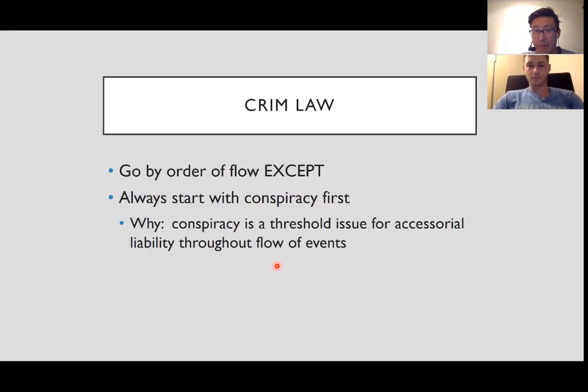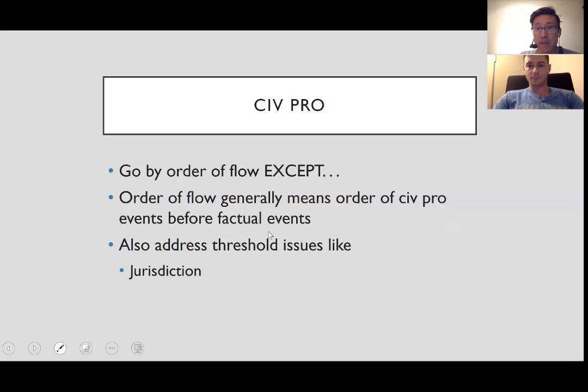All right. So that's CRIM. That's one of the basic things. Look for conspiracy. Civ Pro, you try to go by order of the flow, but there are different kinds of Civ Pro questions. I think that order of the flow generally means following the order of Civ Pro things that happen, depending on what kind of Civ Pro exam it is, before the actual events themselves.